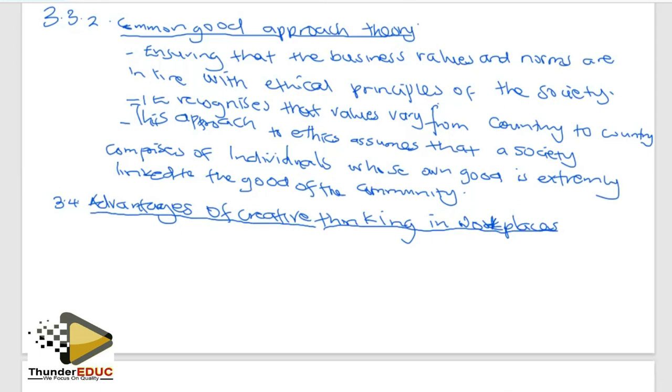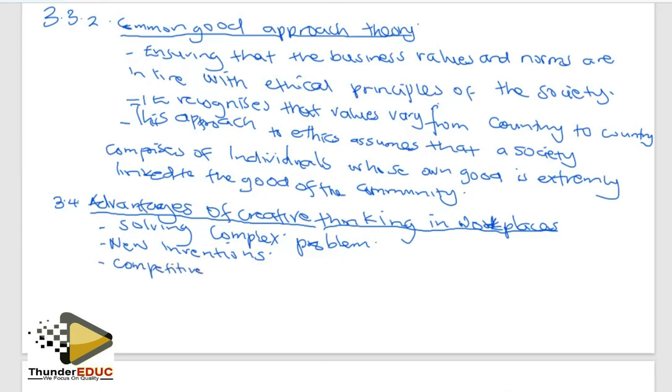For example, solving complex problems. Because we think out of the box, we come up with something new. A problem that is affecting the business is too big, but it can be solved with a lot of these inventions. It leads to new inventions. We can discover new things and even innovations, and this will improve the standards of living. So it can also give competitive advantage.